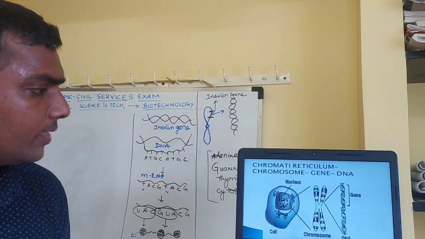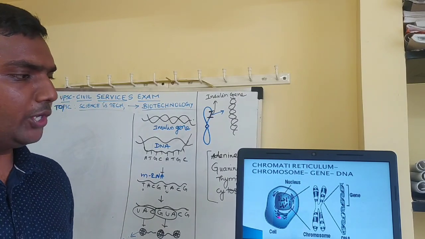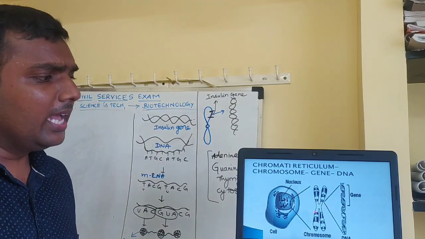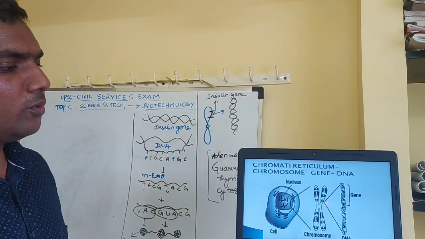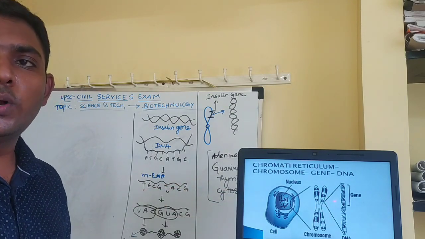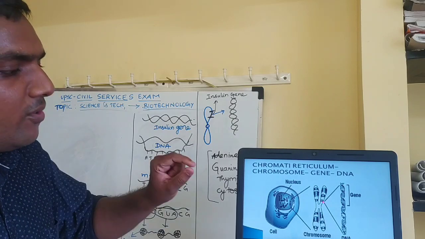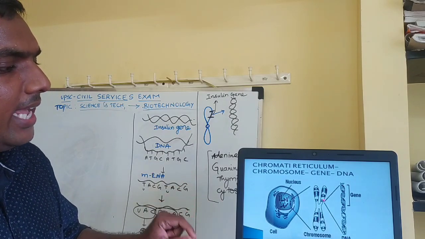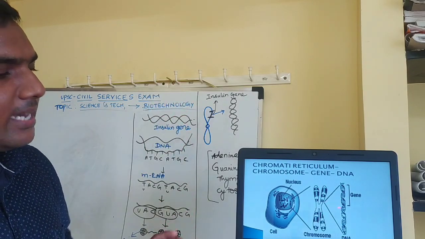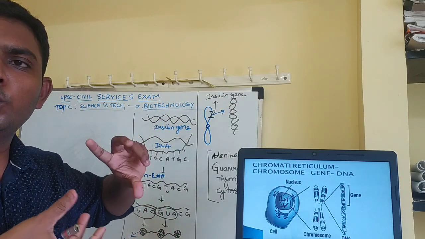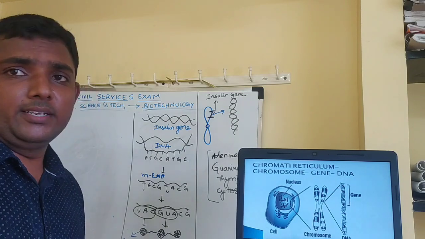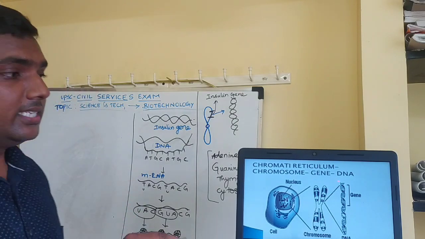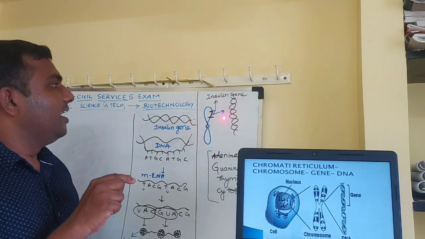Please look at the slide, it will help you understand. This is your cell having a nucleus. This is the chromosome, and the part of the chromosome which codes for any protein is called a gene. If you unwind the gene, it will be a double helical structure, like two ropes coiled. That double helical structure is called DNA.